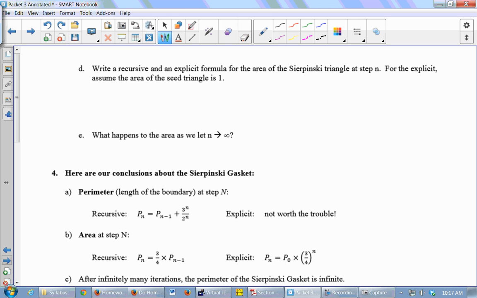Okay, so let's see if we can write a recursive and an explicit formula for the area of the Sierpinski triangle at step n. So at step n, I'm always keeping 3/4 of what I had, right? So my area at step n is always my previous area times 3/4. That's a recursive formula. If I wanted to write it explicitly, I would say A_n is equal to my original seed. If it had area 1, I would start with 1 and then take 3/4 of it n times.